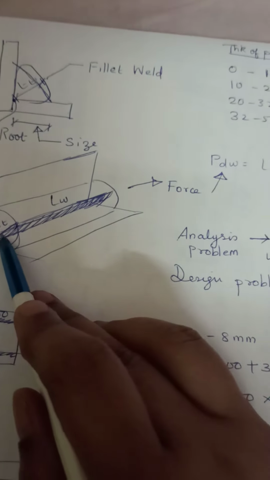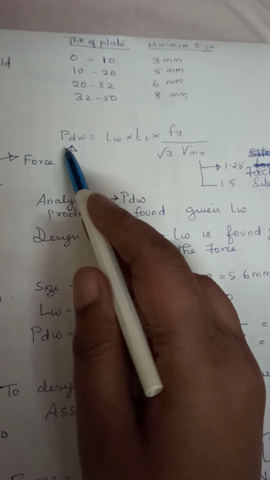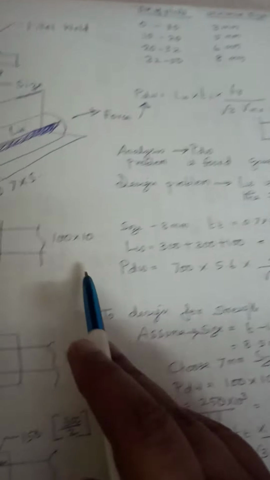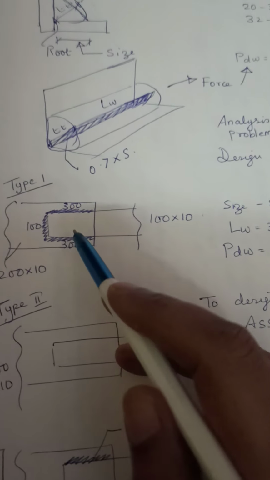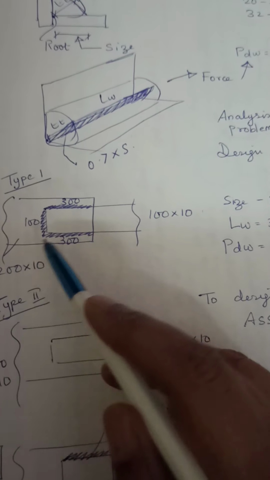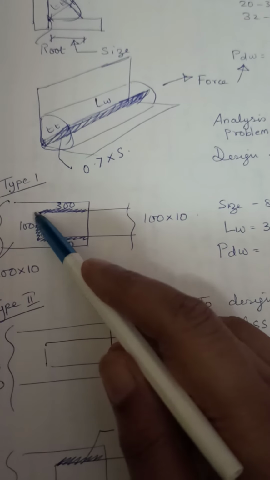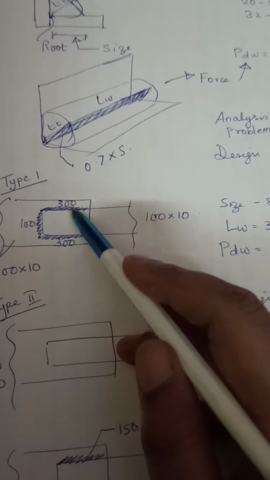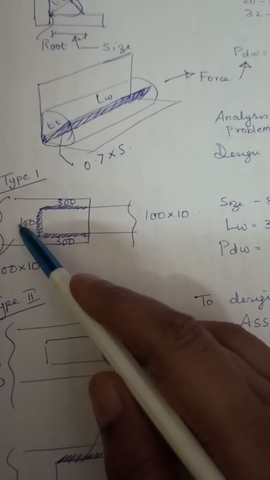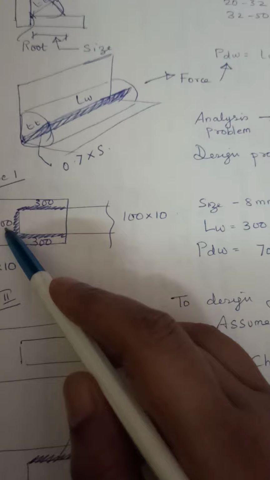Let's consider an analysis problem and a design problem. In an analysis problem, the strength of the weld is found given all these right side parameters, and in the design of the weld, the length of the weld is found with respect to the force to be carried in the problem. So I am solving one problem of analysis. Here there is a 200 by 10 mm thick plate and a 10 mm thick plate. The lengths of the weld are specified in the problem. This is a 300 mm overlap, 300 mm overlap and 100 mm over. This is the end weld.